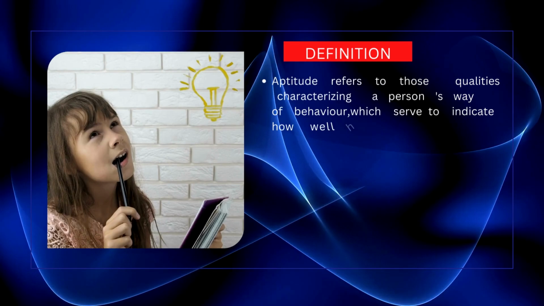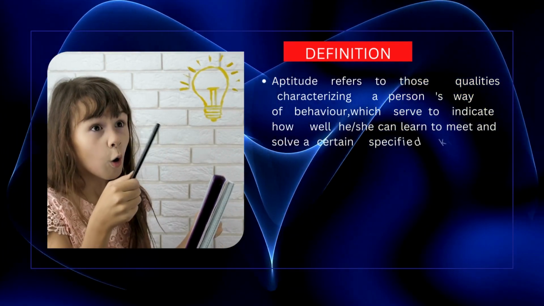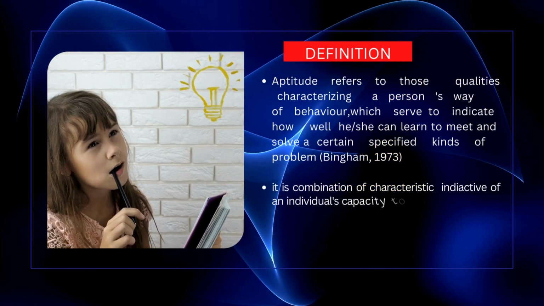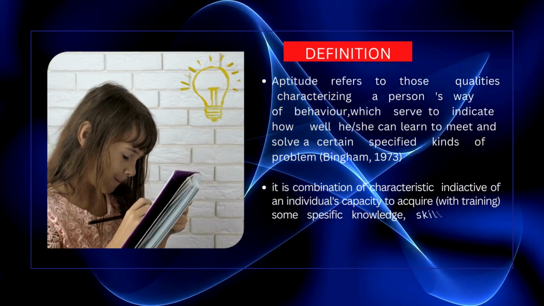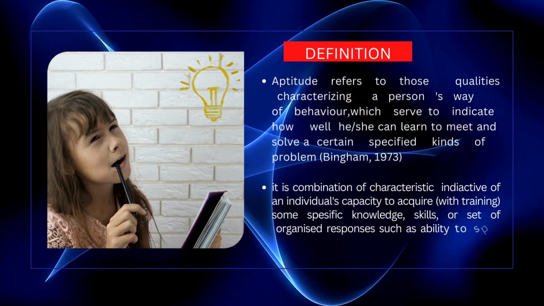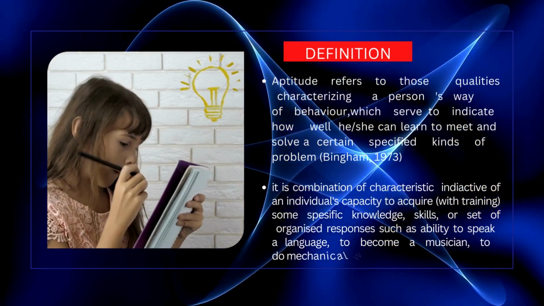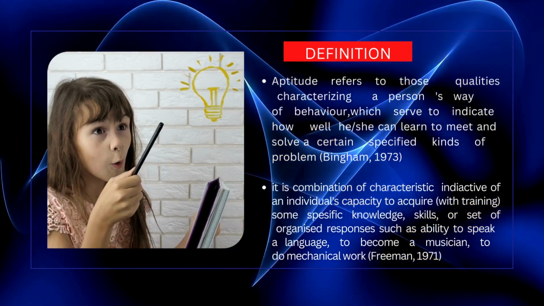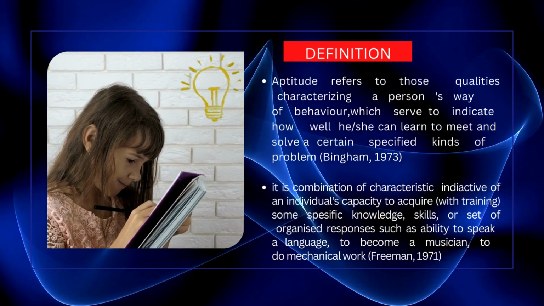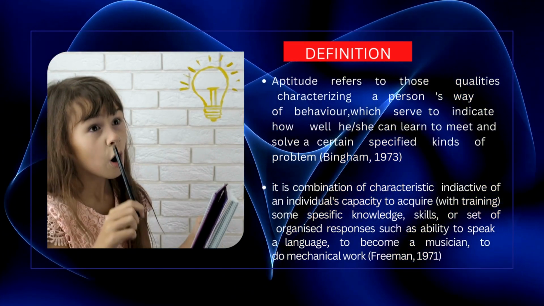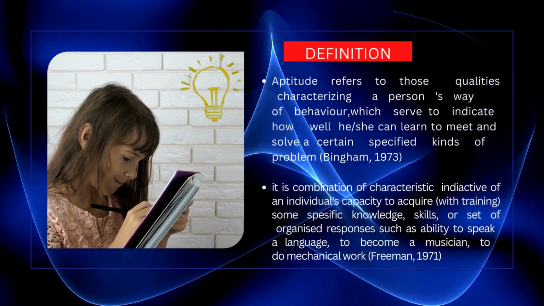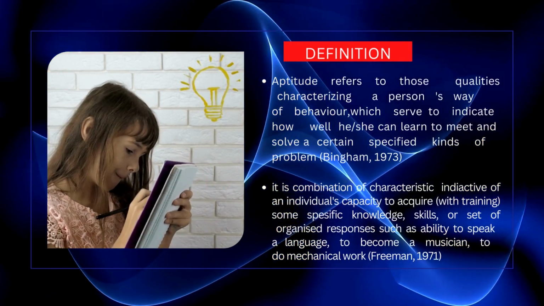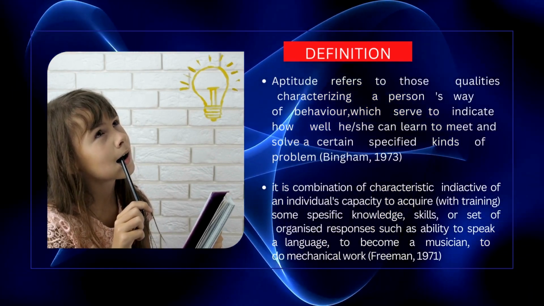According to Bingham 1973, aptitude refers to those qualities characterizing a person's way of behaviors, which serve to indicate how well she or he can learn to meet and solve certain kinds of problems. And Furman 1971 defined aptitude as a combination of characteristics indicative of an individual's capacity to acquire, with training, some specific knowledge, skills, or sets of organized responses, such as ability to speak a language, to become a musician, or to do mechanical work.